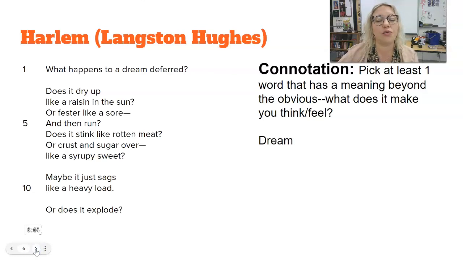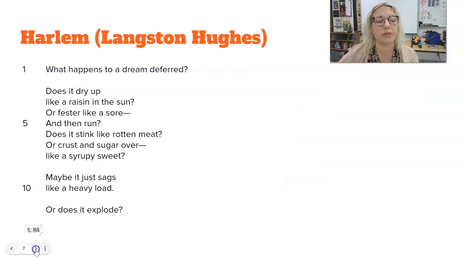Maybe take a look at the word dream. That's an important word. The word sore, that is what this dream being postponed is being compared to. Rotten meat, that's a really powerful image in the poem. Maybe a load, it's another thing that's being compared to this deferred dream. Or explode, the final hypothetical action of the play or poem.